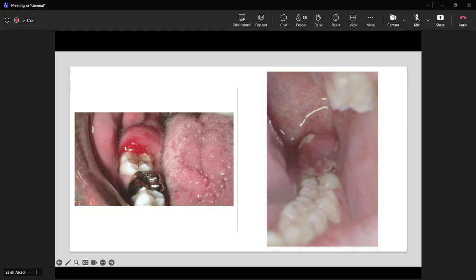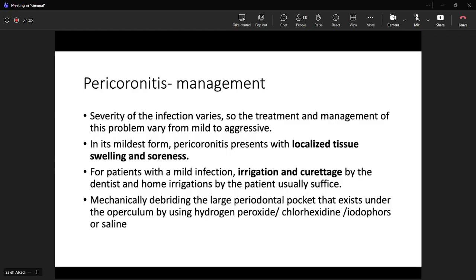It may arise from a problem, as we mentioned earlier, of losing the balance between the host defense and the oral flora, or could be from the food accumulation at the distal aspect of the lower second molar, and difficulty in cleaning this area. So, in order to prevent pericoronitis, the easy thing is to extract that third molar before it happens. But if it happened, how do you manage it? The management depends on the severity, because it may be mild, could be moderate, could be severe and aggressive pericoronitis.